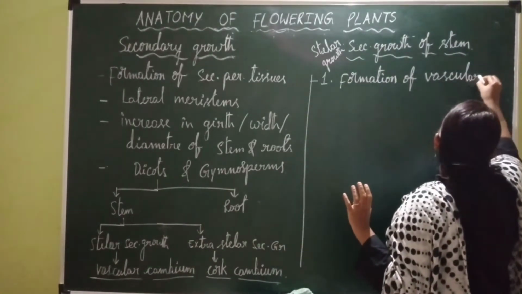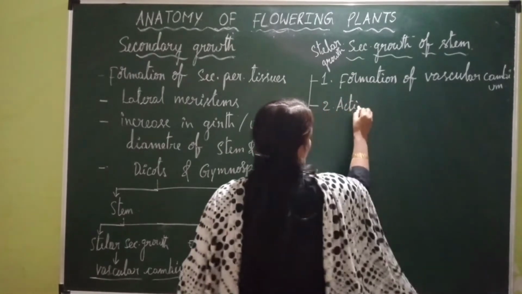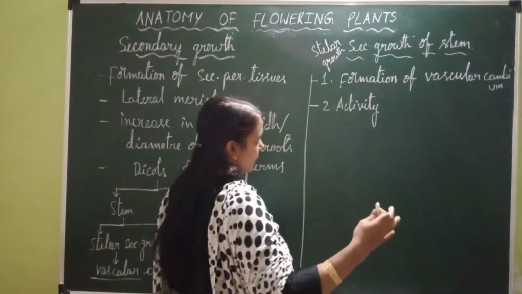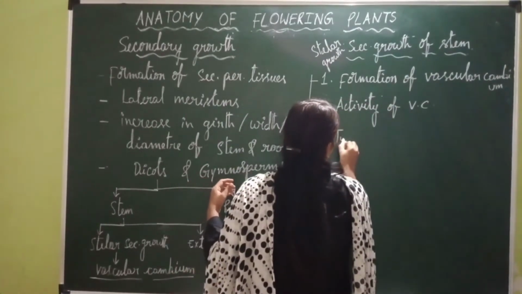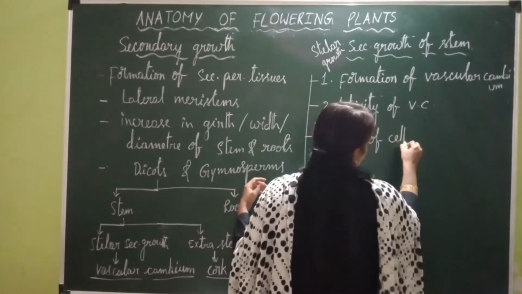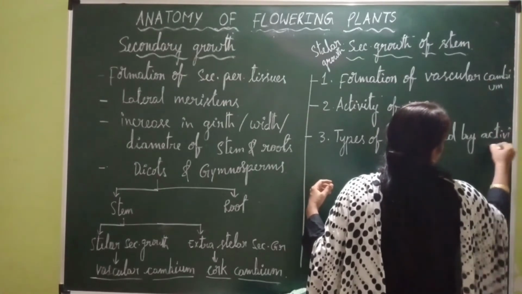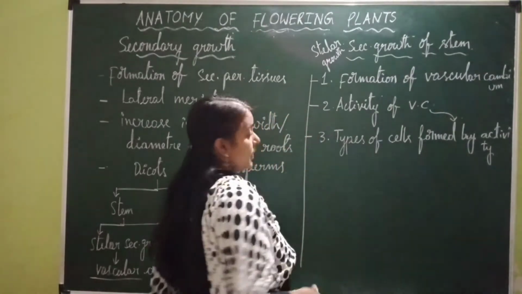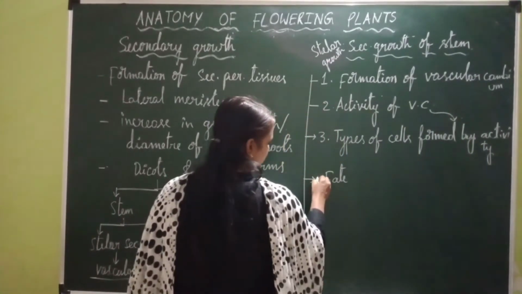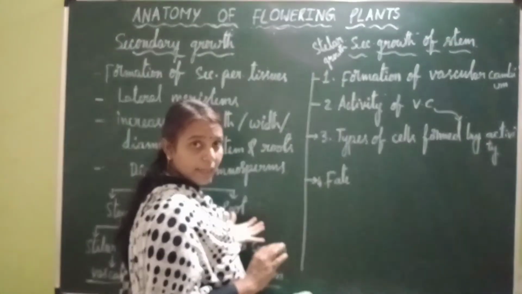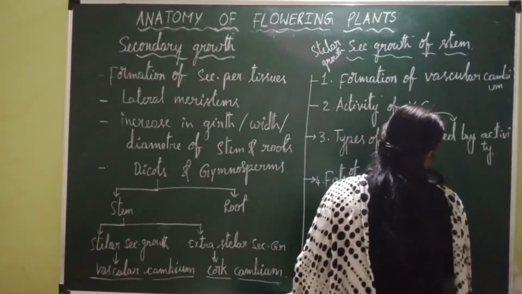In stelar growth, let's study this stelar secondary growth step by step. That is formation of vascular cambium, and then activity of vascular cambium, how this vascular cambium shows its activity in increasing the girth or width or diameter of the plant organ, that is stem. Then types of cells formed by the activity of vascular cambium. Next, what will be the fate of primary tissues, that is primary xylem and primary phloem present inside the stele.